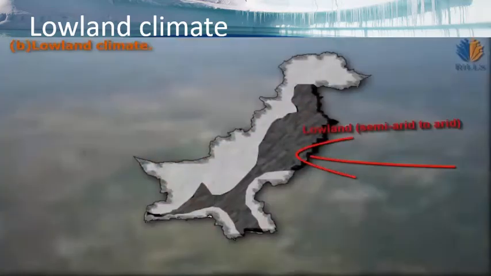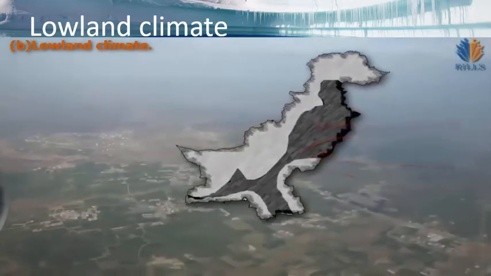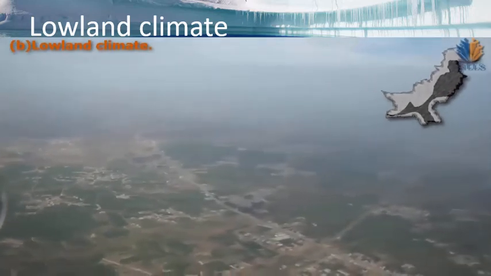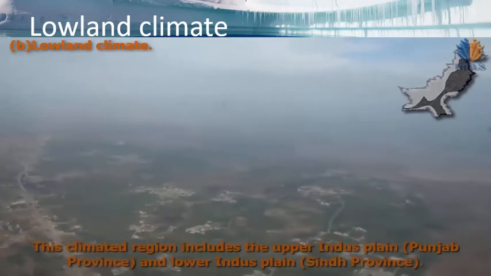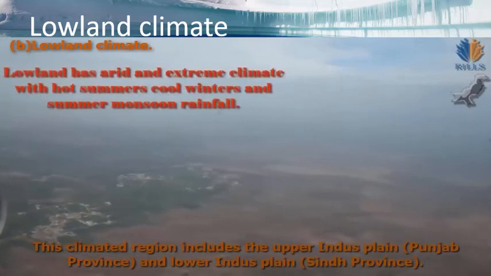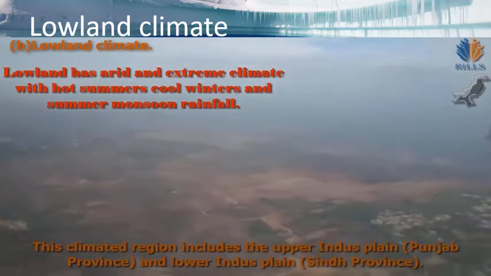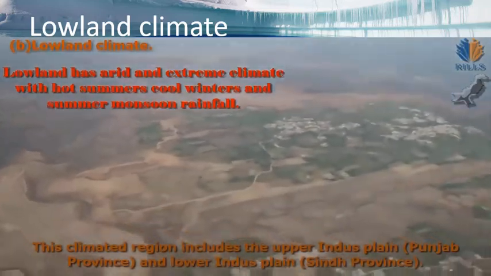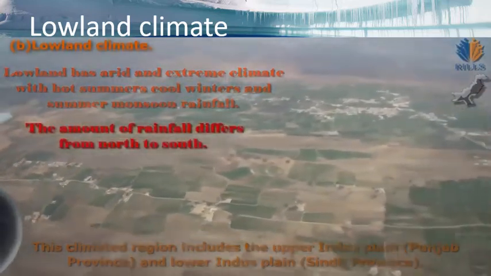Lowland climate, semi-arid to arid. This region includes the whole of the Indus Plain except the coastal area. Most parts of the Indus Plain lie at the western end of the tropical monsoon zone. It has an arid and extreme climate with hot summers, cool winters, and summer monsoon rainfall. The amount of rainfall differs from north to south. The foothills of the northern mountains and Potwar Plateau are wetter than the Indus Plain and also receive rainfall from western depressions. Thunderstorms are also common in the north and northwest of the Indus Plain.